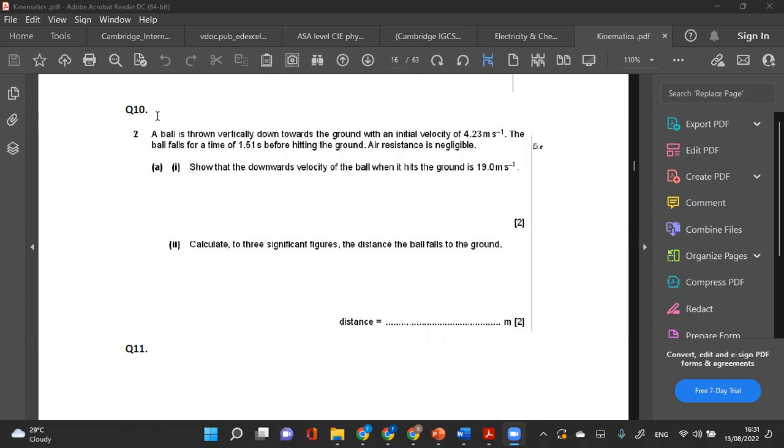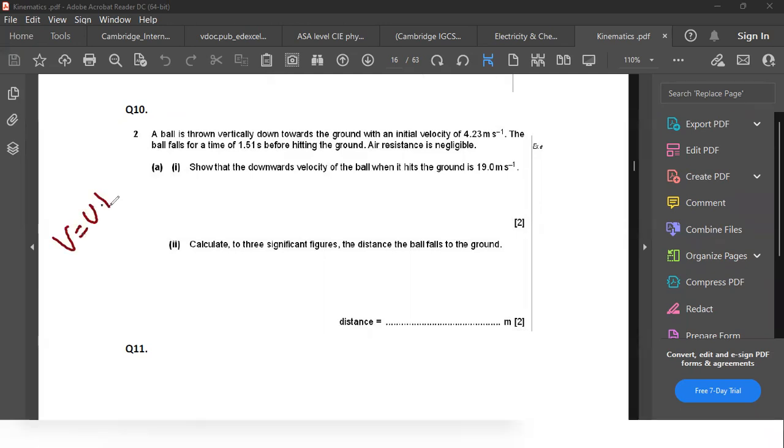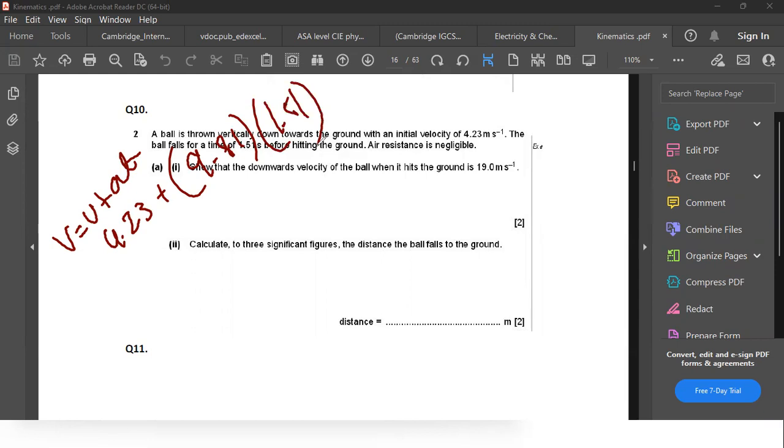Oh yeah, v equals u plus at. Yeah, good. Good job. That one's perfect. And if you apply v equals u plus at, your initial velocity is 4.23. Your acceleration, since it's going downwards, is going to be positive 9.81, and the time is going to be 1.51. So just quickly go ahead and put it in and see if you're getting the answer of 19.